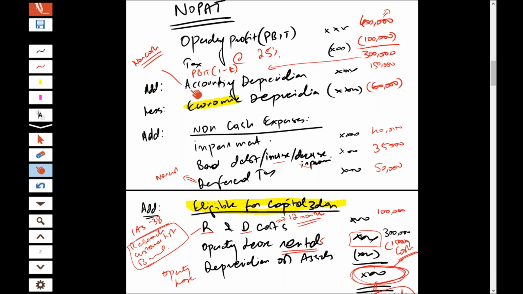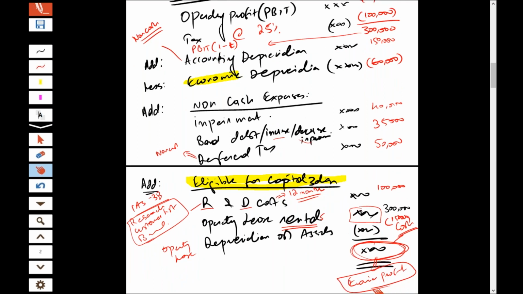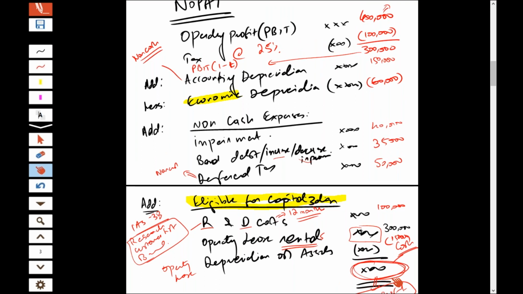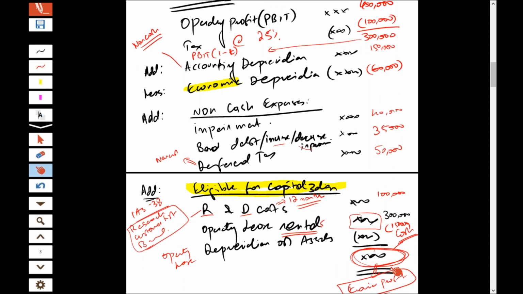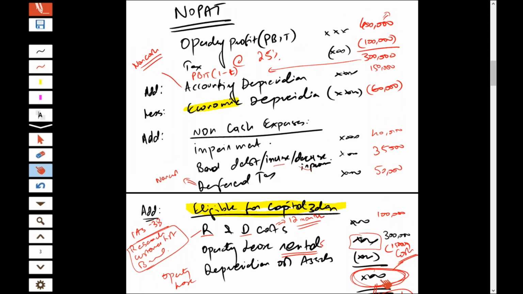I think everybody is okay till now with respect to accounting depreciation, and with respect to economic depreciation, everybody gets it. The non-cash expenses are added back because we try to calculate economic profit, the realistic profit. So if this is the economic profit, the realistic profit, what is this going to mean? It means we are trying to incorporate whatever the realistic expenses are. That's why we added back the accounting depreciation, but deducted the economic depreciation. We add back the non-cash expenses.